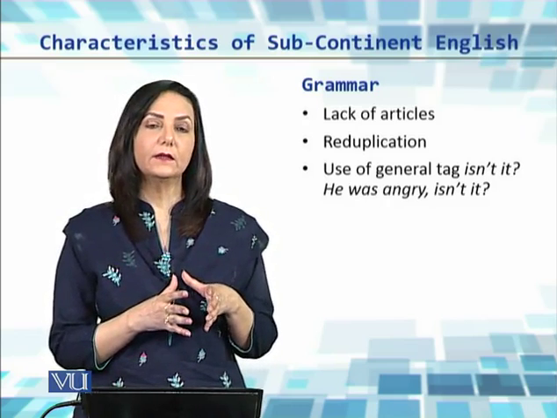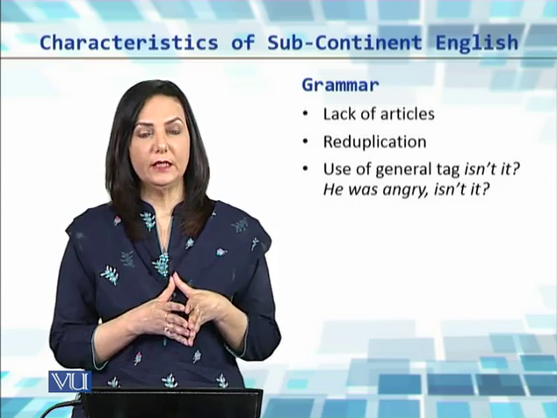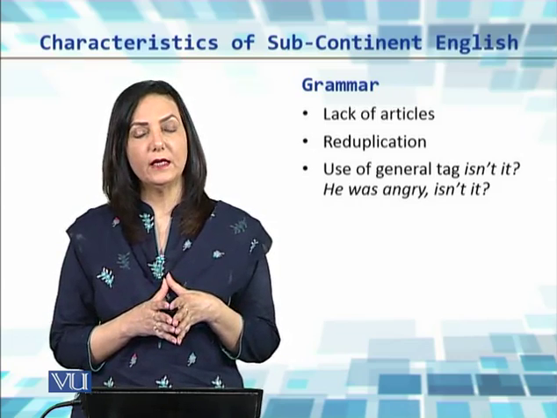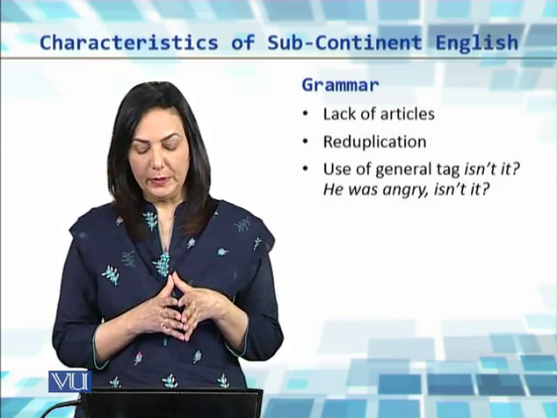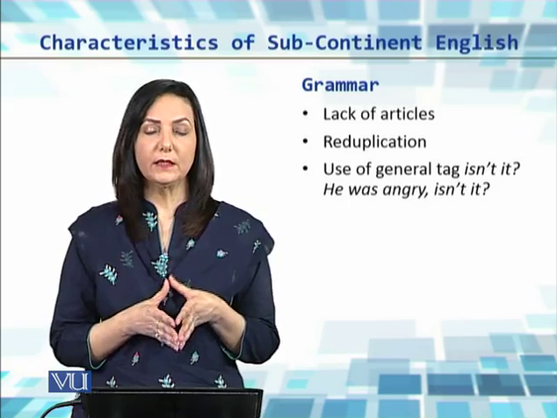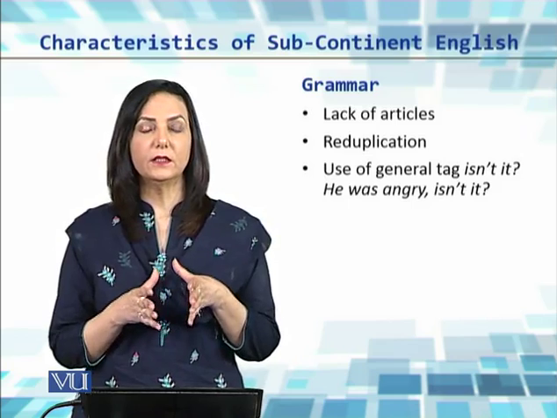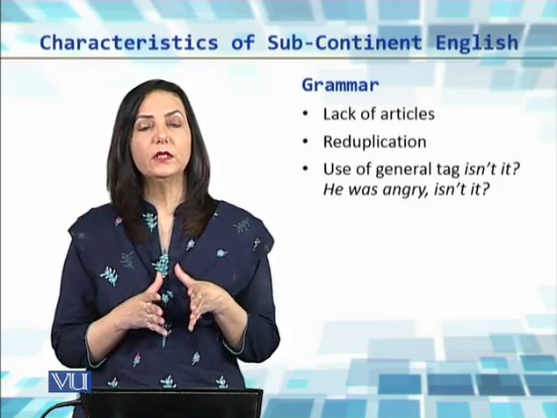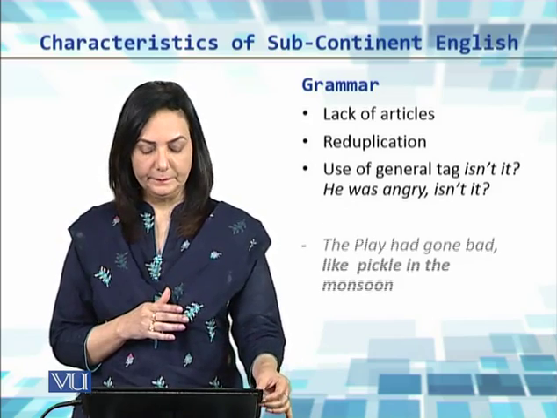And then again, a feature which it shares with other outer circle Englishes is the use of general tag, isn't it, at the end of tag questions. So he was angry, isn't it, instead of he was angry, wasn't he. In the subcontinent English, we see that people generally use the general tag, isn't it, with all the tenses.